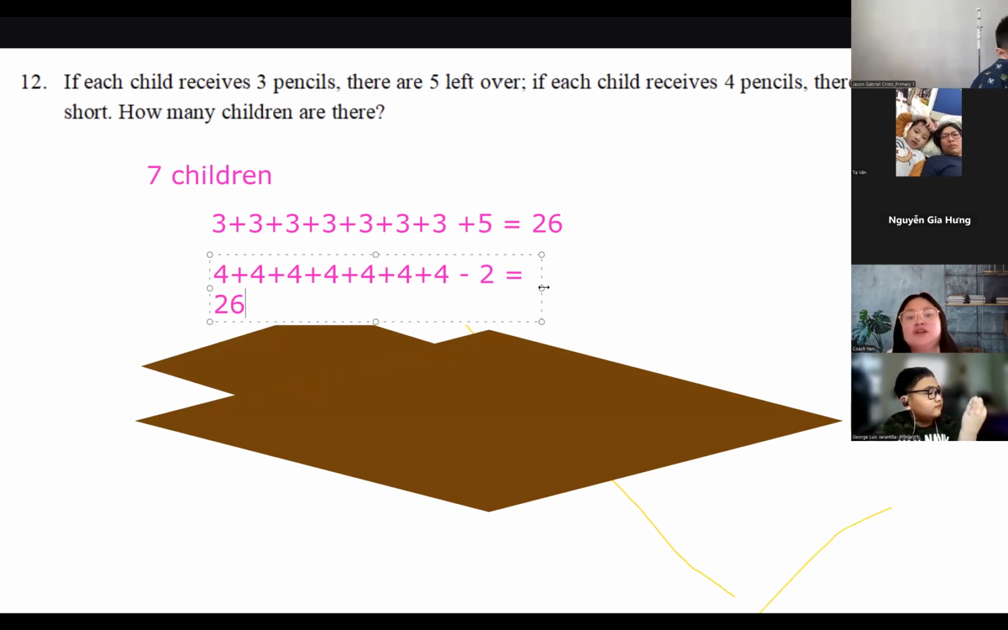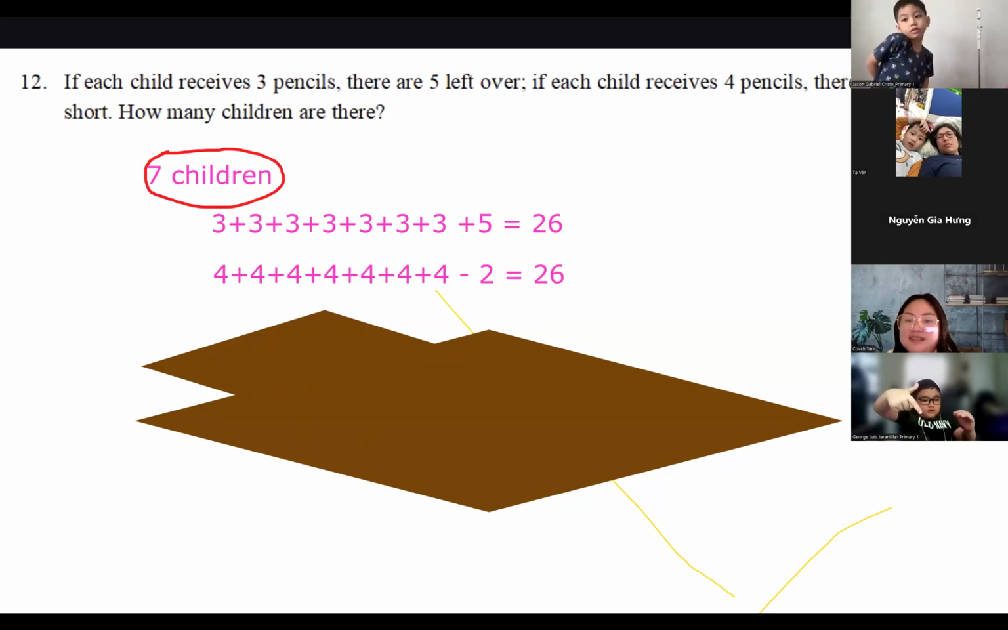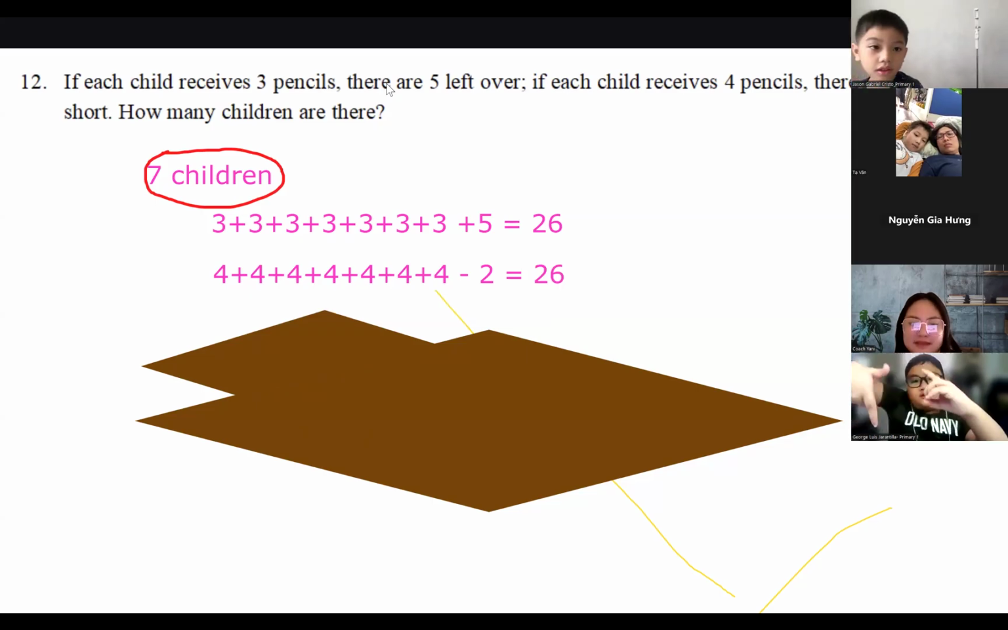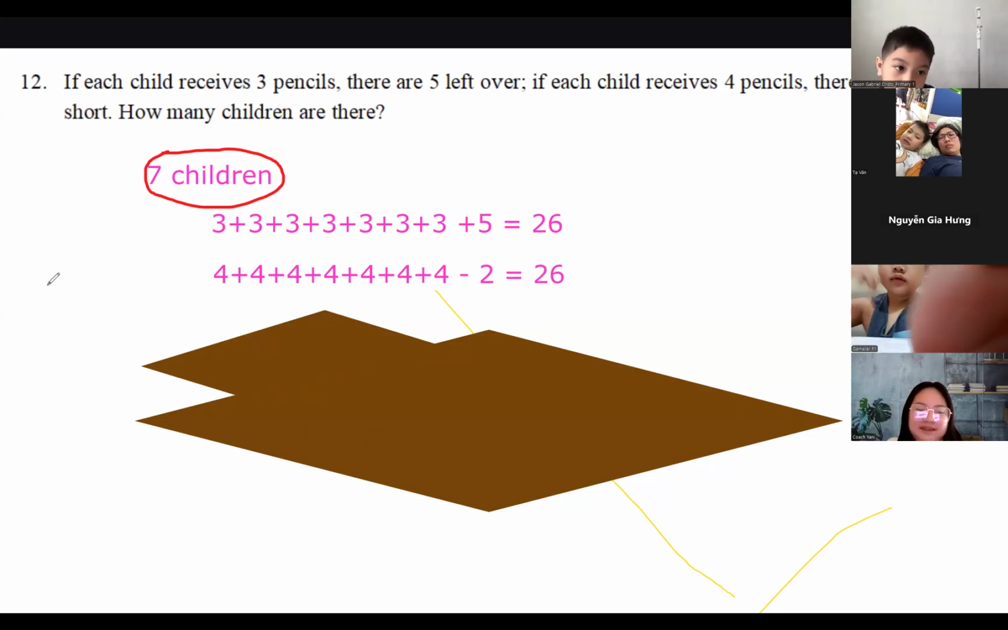So the answer is not 26. That's just the number of pencils. The question is how many children? So you get 7 children. Okay?